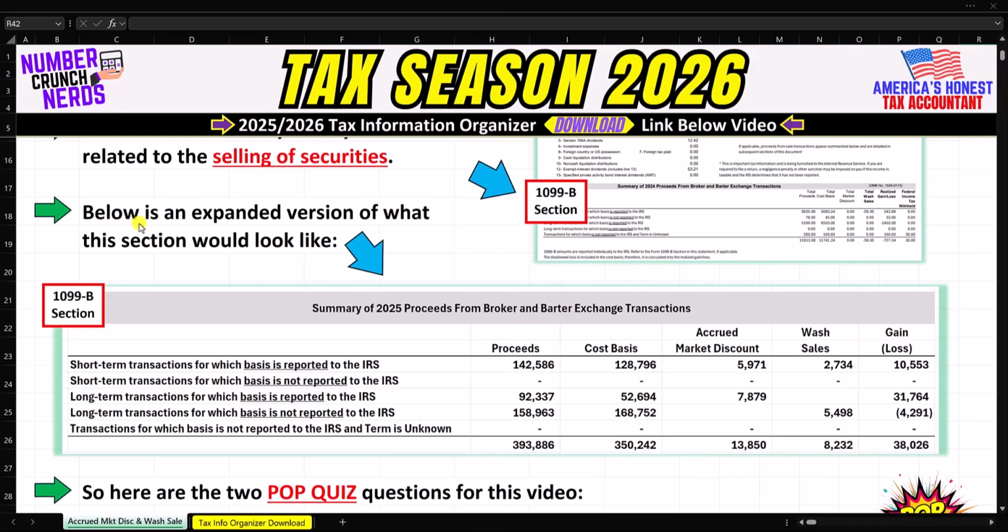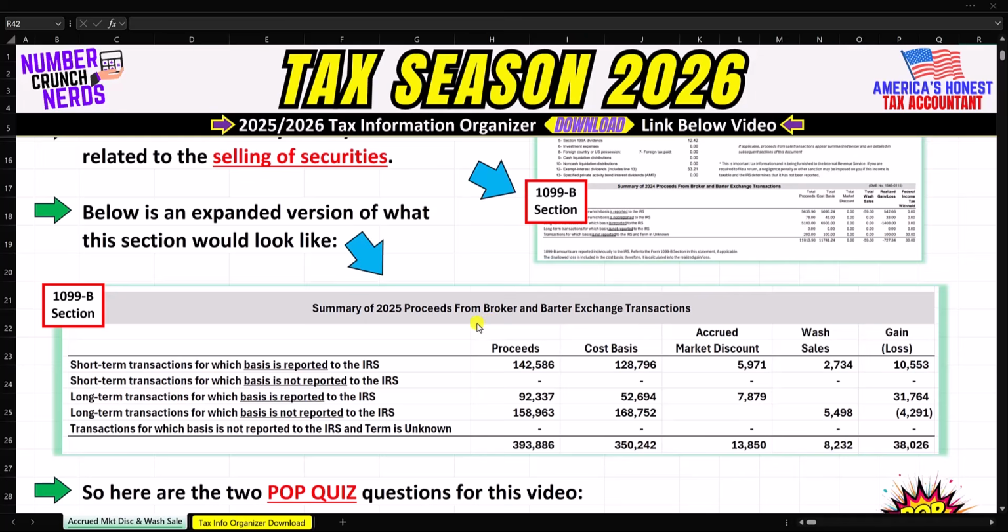Now in the picture below, I have put an expanded version of what this section would look like for 2025. It would say something to the effect of summary of 2025 proceeds from broker and barter exchange transactions. And this is where your summary of short-term transactions versus long-term transactions will be visible. It will say whether your basis is or is not reported to the IRS. Remember that basis reported to the IRS is also referred to as covered transactions, and basis not reported to the IRS is also referred to as non-covered transactions.